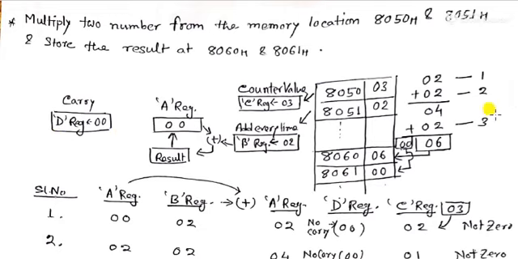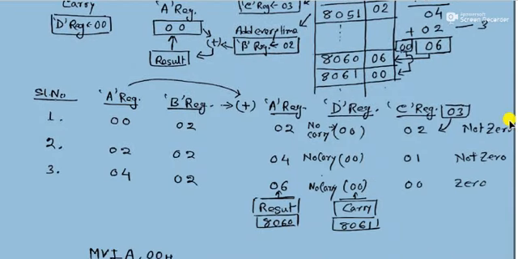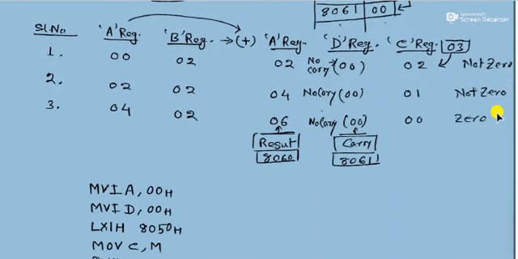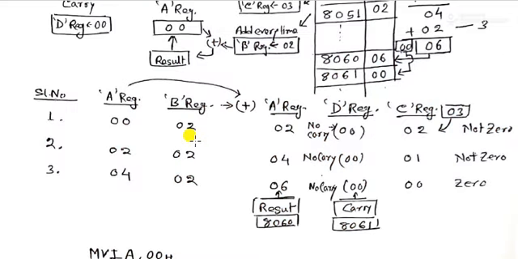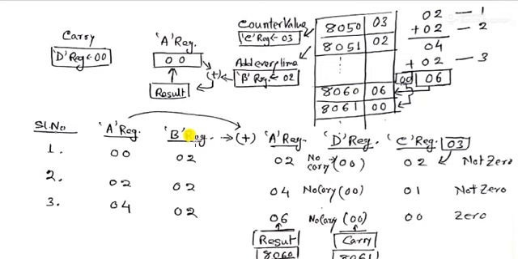Now come to the program, and how the program will be performed. First of all, we make the accumulator content 00, and move the repeated addition value, that is 02, to the B register. So the B register content is 02. Here we add the accumulator content with the B register.